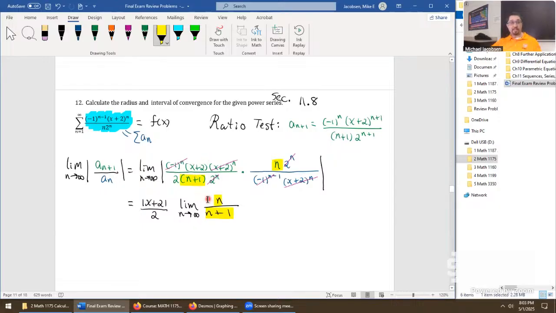Now we just need to do the limit. It's 1. So now the limit is done. We get the result: |x plus 2| divided by 2 times 1. The times 1 came from doing the limit.